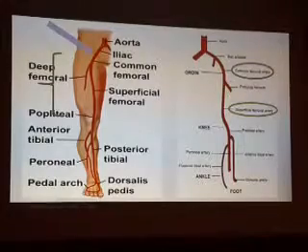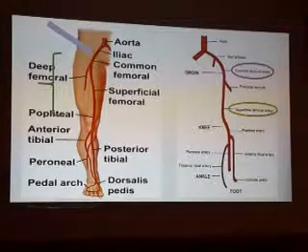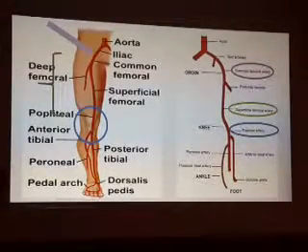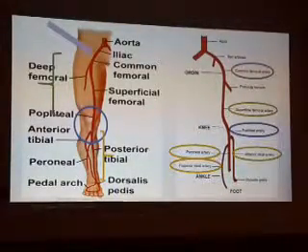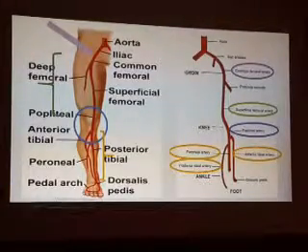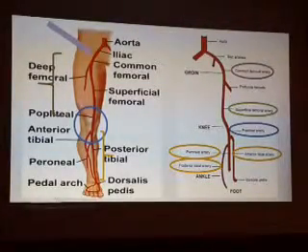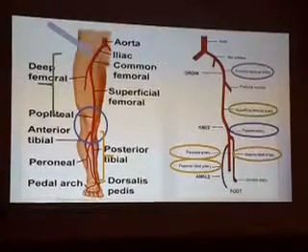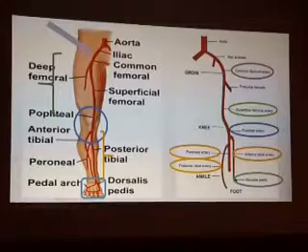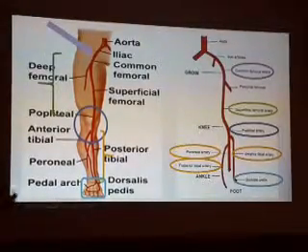Then we have the superficial femoral artery, which passes through the thigh. Then we have the popliteal artery, which is behind the knee. Then in the leg, what do we have? We have three major arteries: the peroneal artery, the posterior tibial artery, and the anterior tibial artery. Memorize them to know how to evaluate them. The most important one in the foot is the dorsalis pedis.